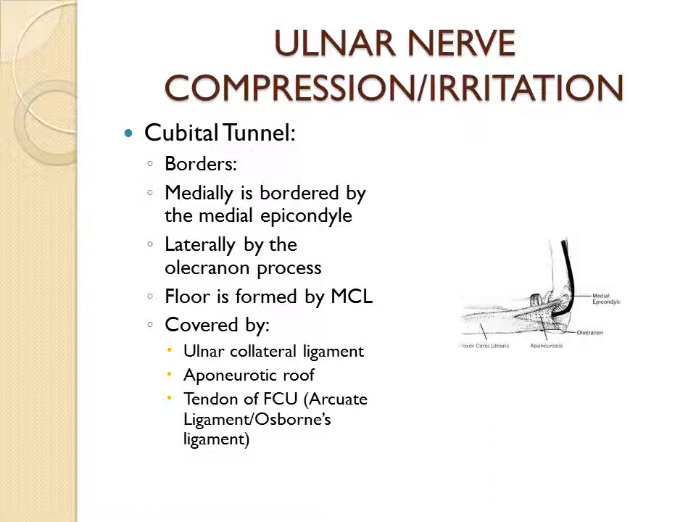The so-called floor of the cubital tunnel is formed by the medial collateral ligament, and then the ulnar nerve sits in the floor of the cubital tunnel and is covered by the ulnar collateral ligament. It's covered by an aponeurotic connective tissue roof, and it's covered by the tendon of the flexor carpi ulnaris, also known as the arcuate ligament or Osborne's ligament.